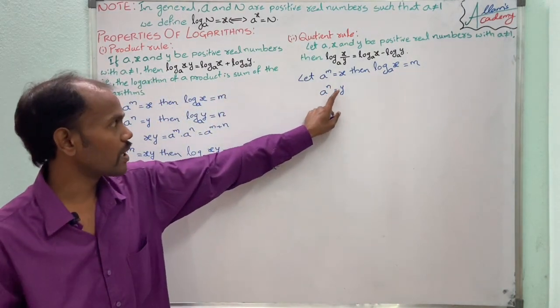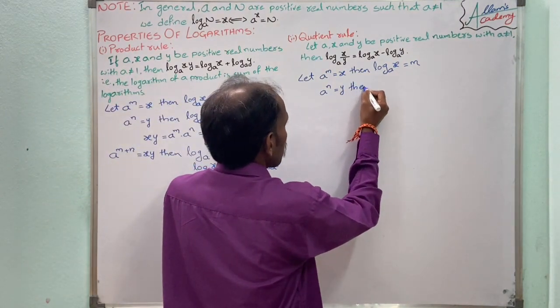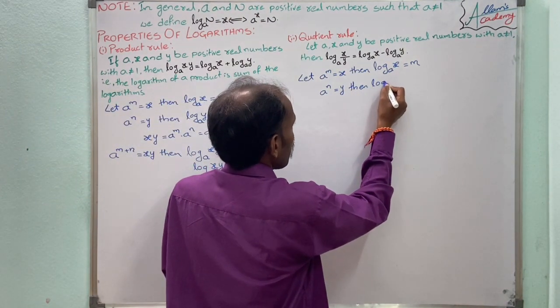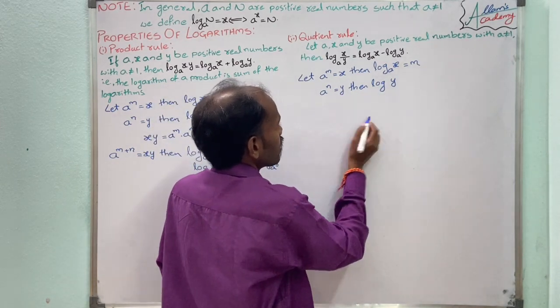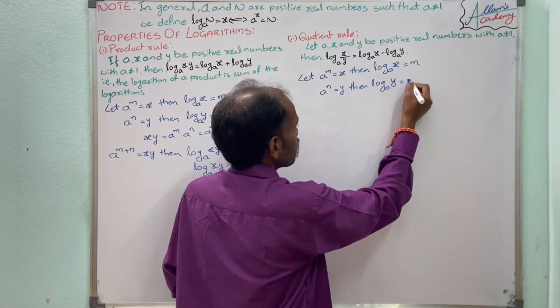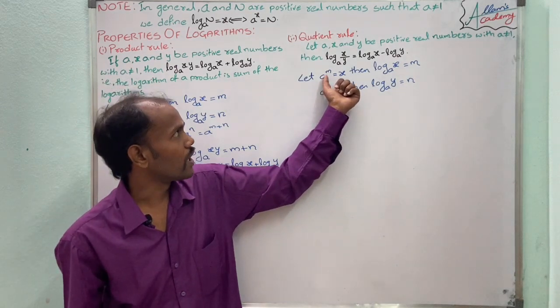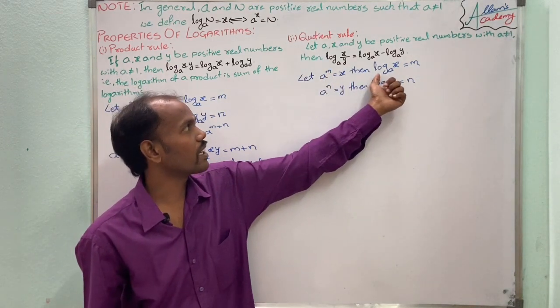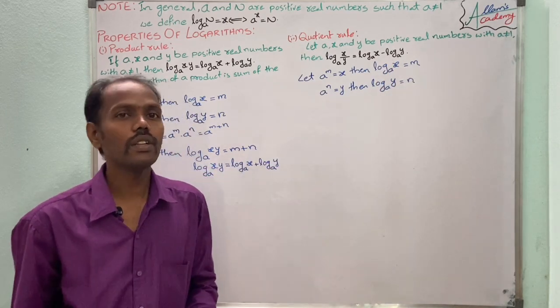Now a power n equal to y, then in logarithmic form, log, the result is y and the base is a. Log y base a equal to n. So if a power m equal to x, then the logarithmic form is log x base a equal to m.